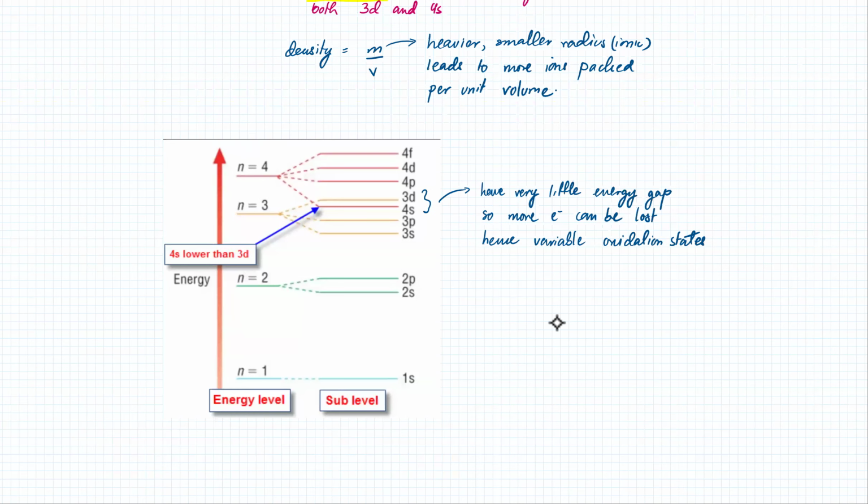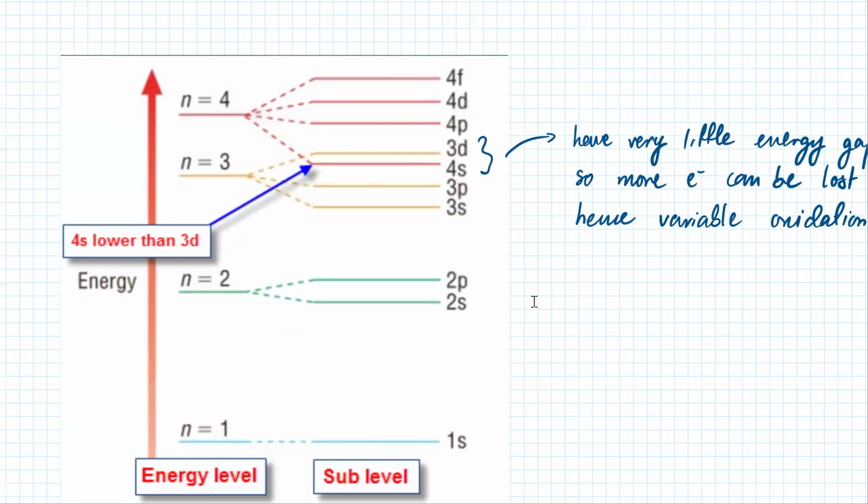Sir, can you explain this again? The energy difference is very less, no? Like for example, if there's an electron over here in 3s, if you study ionization energies, right?